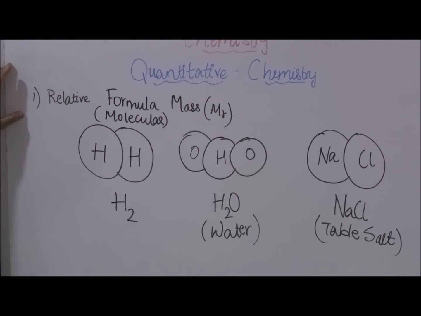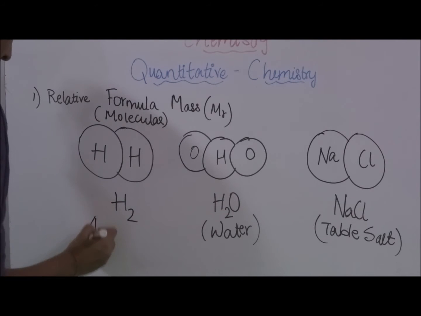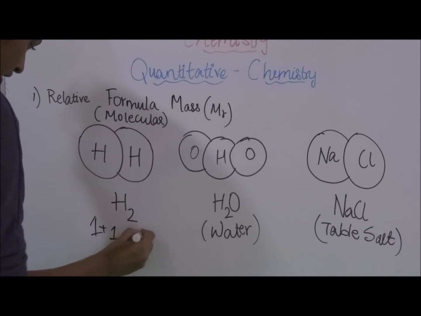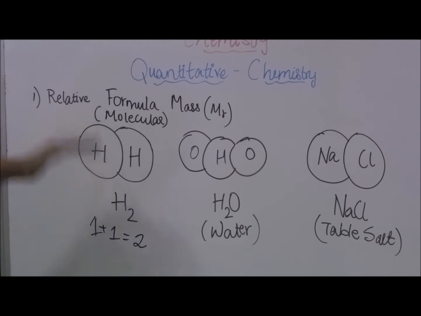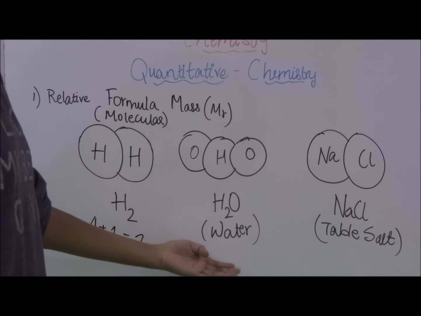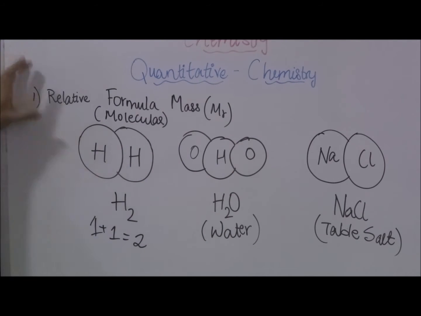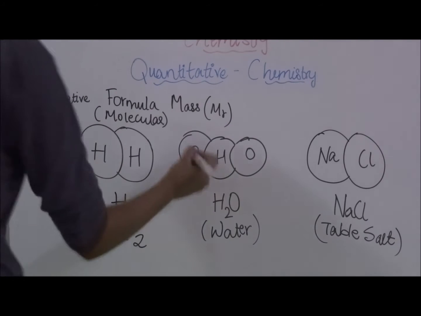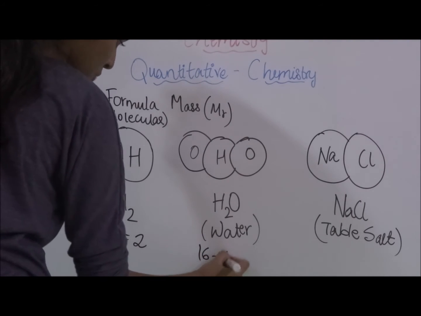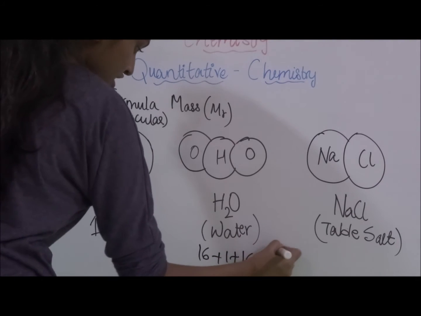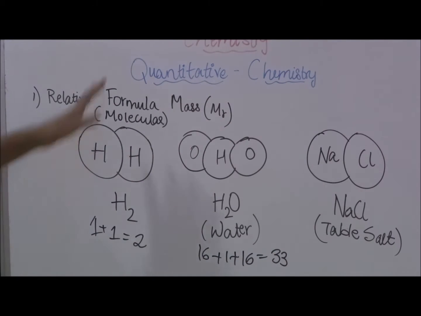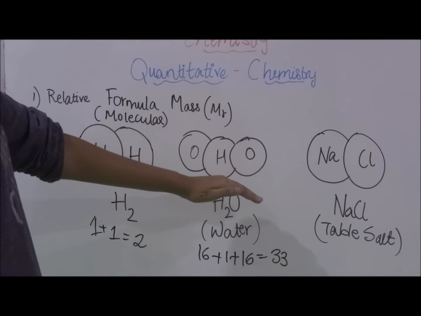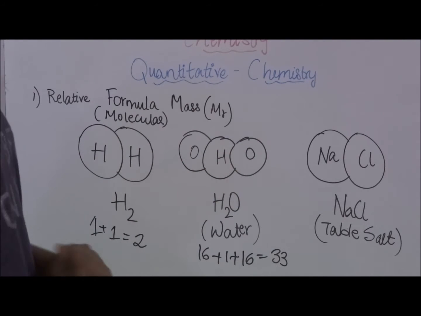So the relative formula mass for an H2 molecule will be equal to its relative atomic masses sum. That is, it will be equal to 1 plus 1, which is 2. So the relative formula mass for an H2 molecule will be equal to 2. Let's take this example of water. The chemical formula of water is H2O. So the relative formula mass of water will be equal to 16 plus 1 plus 16, which is equal to 33. That is the relative atomic mass of two oxygen atoms and one hydrogen atom.